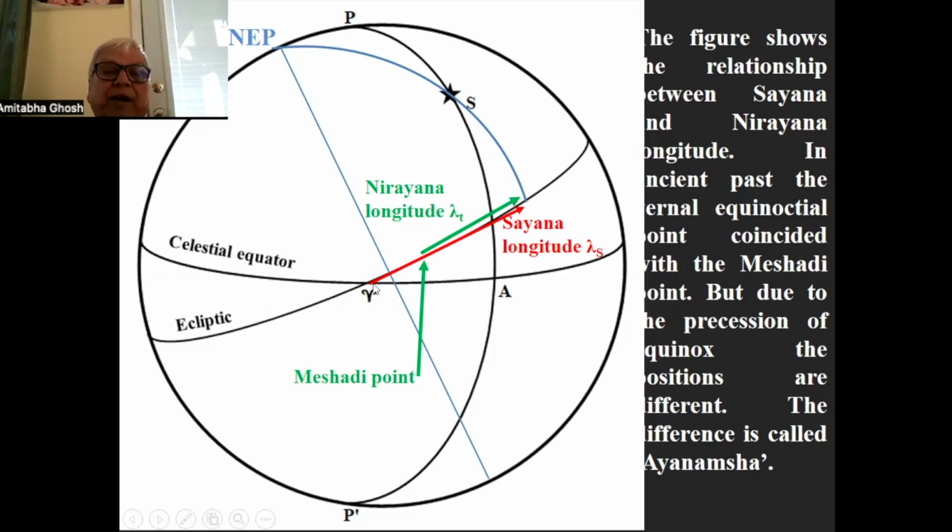And this difference, this amount: when you want to combine both the Indian and the Western system, then you have to correct the Sayana longitude by adding a quantity which represents the shift of the equinoctial point, and which is called Ayanamsha in the Indian system. So, if you add Ayanamsha at a particular time, then you can convert the Nirayana longitude to Sayana longitude. It's very obvious.